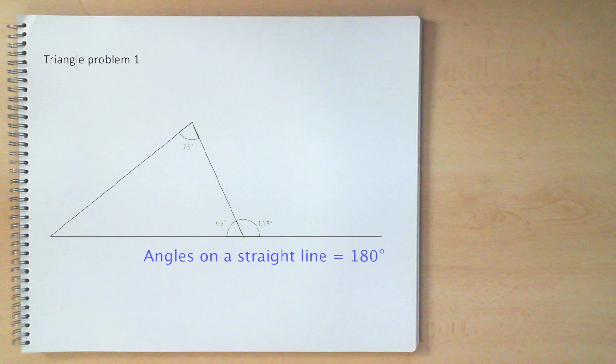We're also going to use the fact that the angles in a triangle we know add up to 180 degrees. So the third angle in the triangle is what's left after we take away 75 and 65, and so that's 40 degrees. So using those two pieces of information, we've been able to work out the other two angles in that triangle.